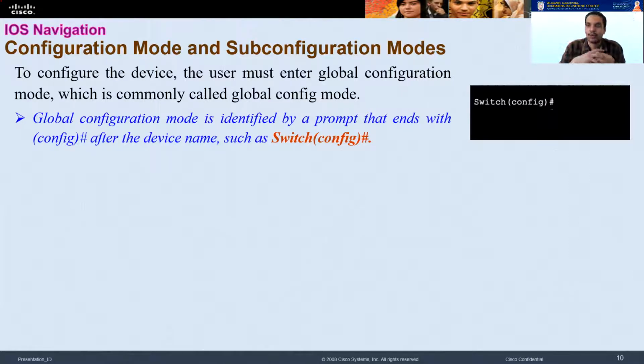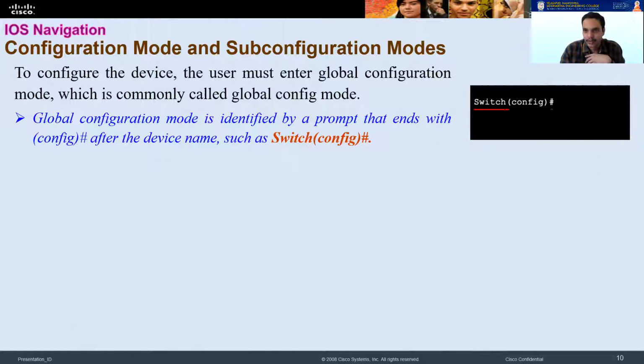Once you type in enable, it will let you go into the privileged executive mode. At that point, you have to type in configure terminal, C-O-N-F-I-G-U-R-E, configure terminal. Once you type in configure terminal, it will take you to this global configuration mode. This global configuration mode is identified by the name of the particular device, and a bracket called config, which allows you to understand that you are in the global configuration mode, followed by a hash.